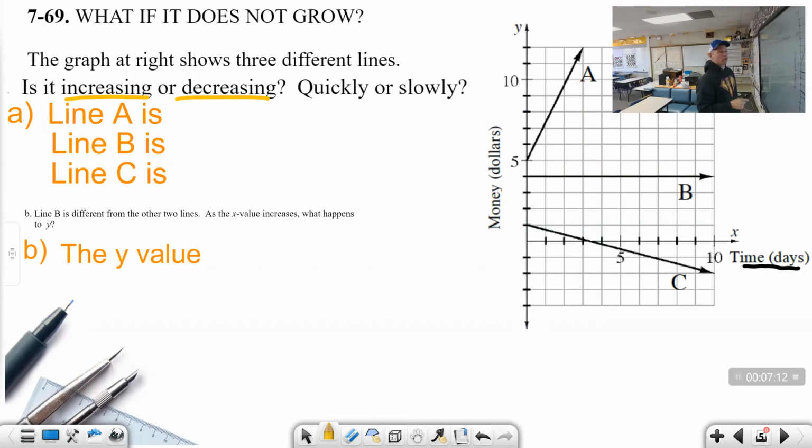Well, that's increasing. Is it increasing quickly or slowly? Well, anything more than 1, I would say is quickly. If it's less than 1, I would say slowly. So line A is increasing quickly. Line B, what is line B doing? Nothing. Line B is not doing anything. It is staying the same. Line B is staying the same. Another way to say that is there is no change.